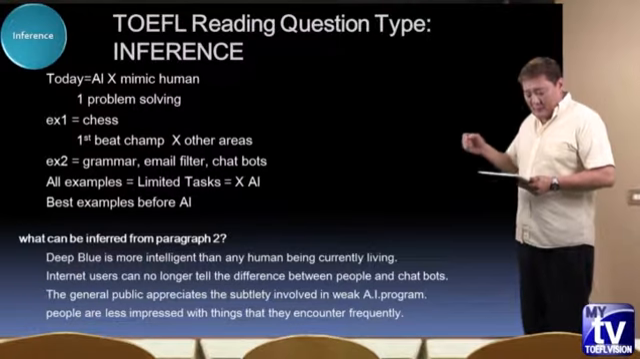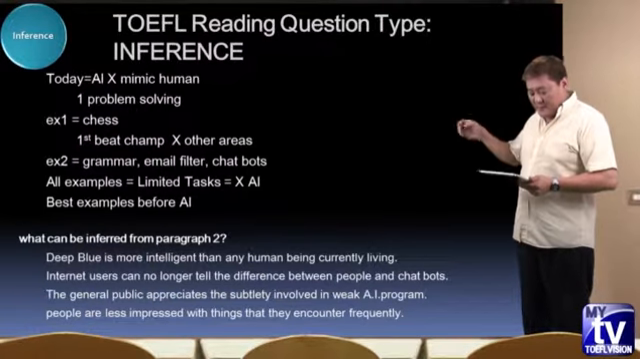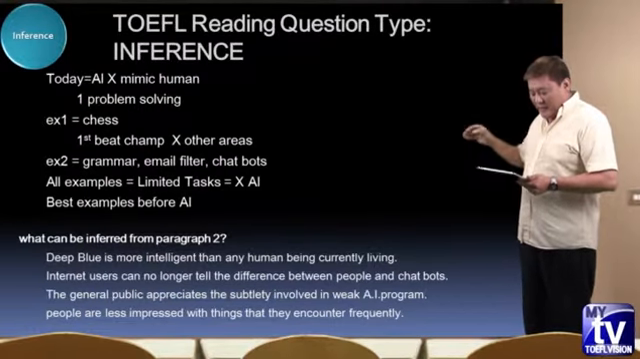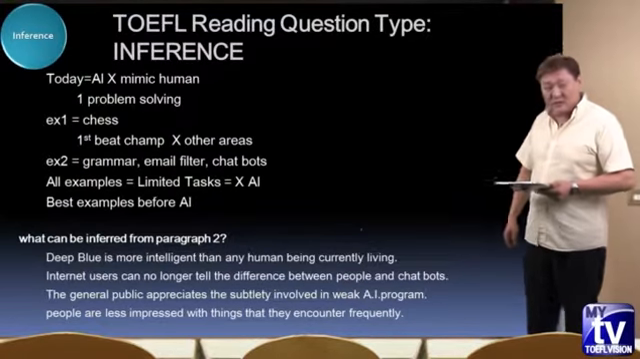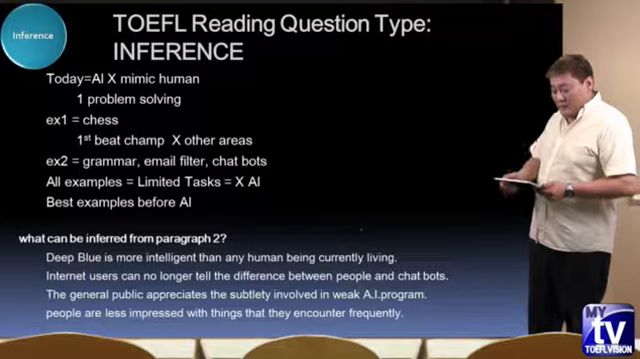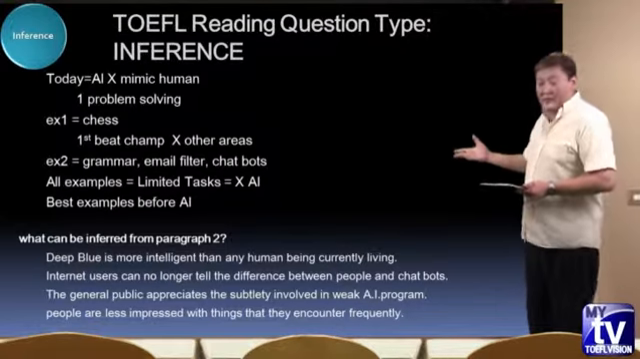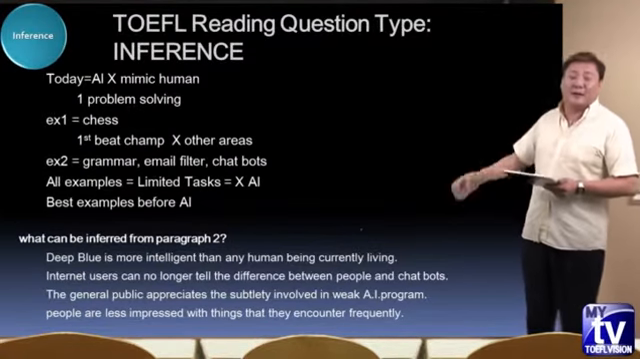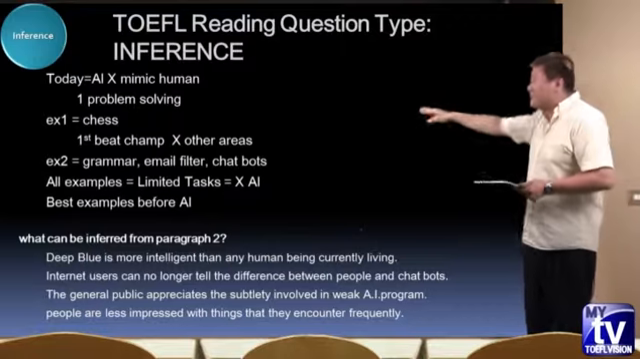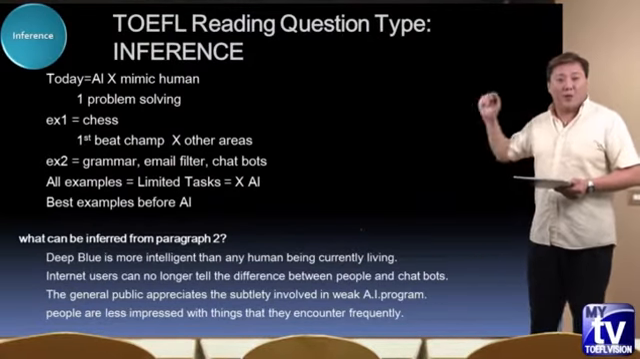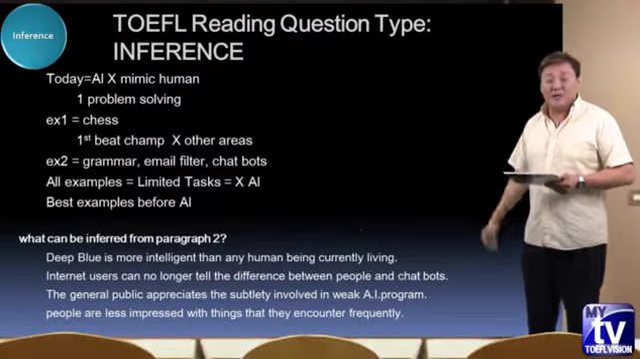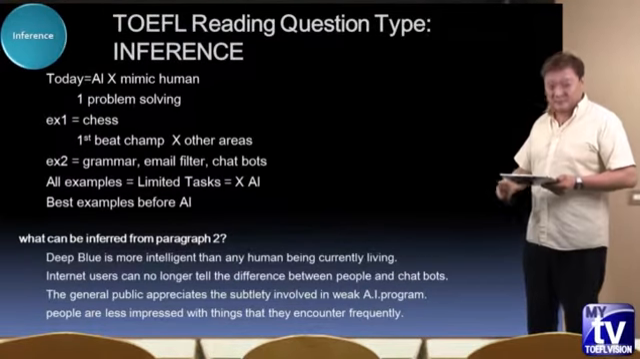Let's look at the next one. The general public appreciates the subtlety involved in a weak AI program. Now, is that true? Well, it can be concluded, but the thing is, it really didn't talk about the public. So that sentence is completely gone, because the whole paragraph never mentioned the public.